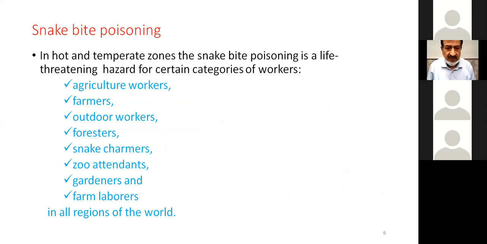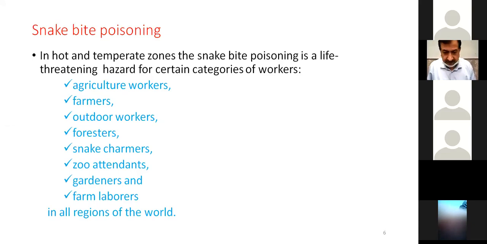Snake poisoning. In the tropical and temperate zones of the country or regions, snake bite poisoning is a life-threatening result for certain categories of workers, including agriculture workers who work in the farms, farmers themselves, outdoor workers, soldiers, foresters who work in the forest, snake charmers who carry and catch snakes, zoo attendants where the snakes are kept in the zoo, and gardeners, farm laborers in all regions of the world.